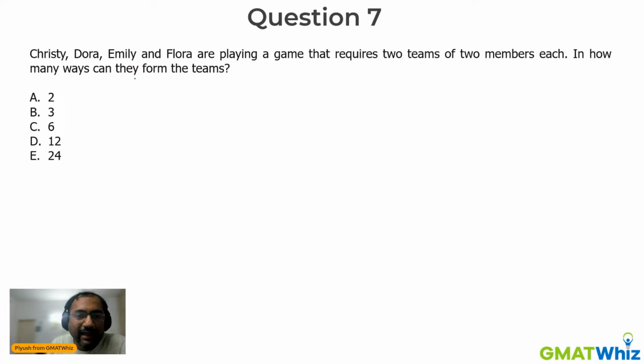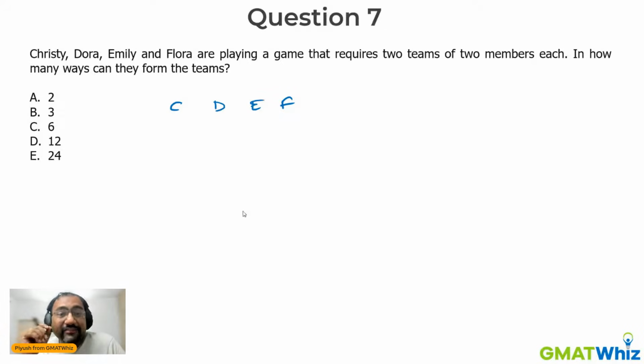All right. So I have a family C, D, E, F, and I always have this habit of just writing the first letters. I know many of you also do the same thing. It really helps in many cases. So I have 4 people, C, D, E, F, playing a game that requires 2 teams of 2 members each. In how many ways can they form the 2 teams? Now, this is a trap question, which tests you on a very important trap. I'll come to that. Now, obviously, there are 4 people.